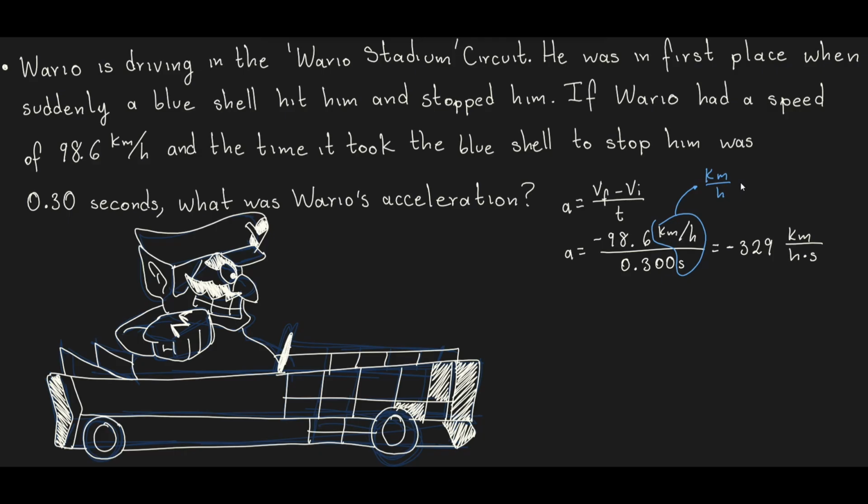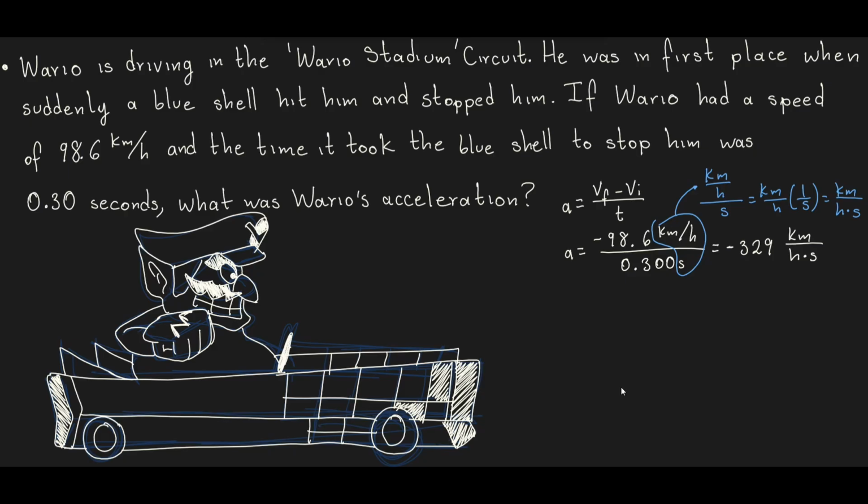To work out the units, we divide kilometers per hour by seconds. It's the same method used to solve a division of fractions. We can rearrange to kilometers per hour times 1 over seconds. We multiply numerators to get the final numerator and denominators to get the final denominator. So we end up with kilometers per hour second. This answer tells us that Wario's speed decreases by 329 kilometers per hour every second.